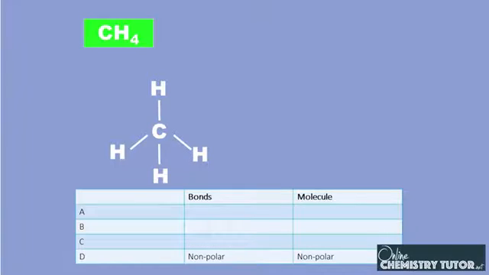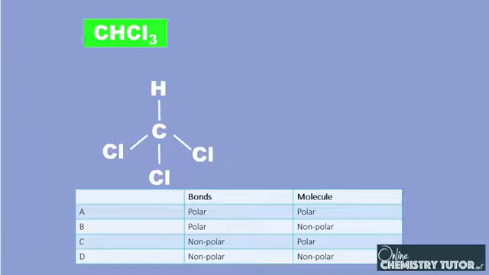I've accidentally jumped ahead one, unfortunately. There's no point doing a survey, but I'll just run through it. Methane, in this case, the electronegativity difference isn't big enough to have an appreciable effect. Like I say, I accidentally clicked it ahead on that one, so we'll just go through the answer. The bonds are non-polar, so the molecule has to be non-polar.